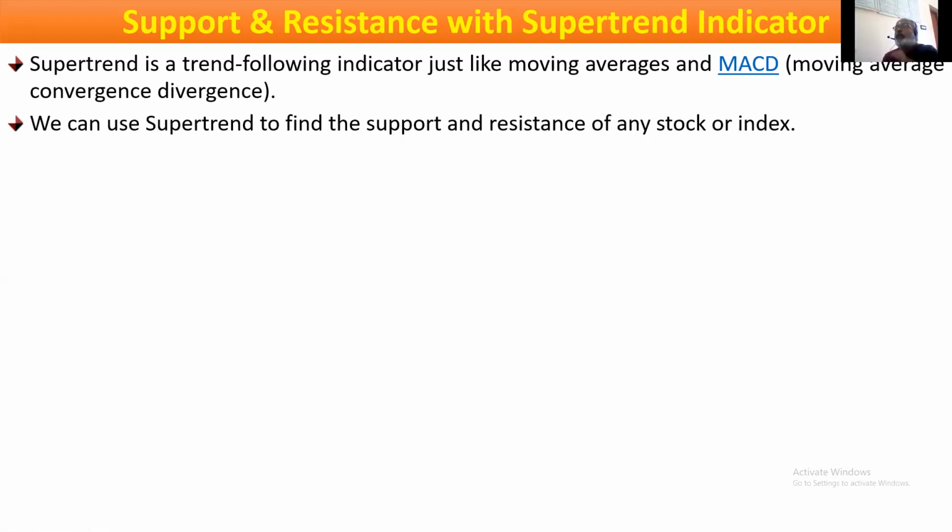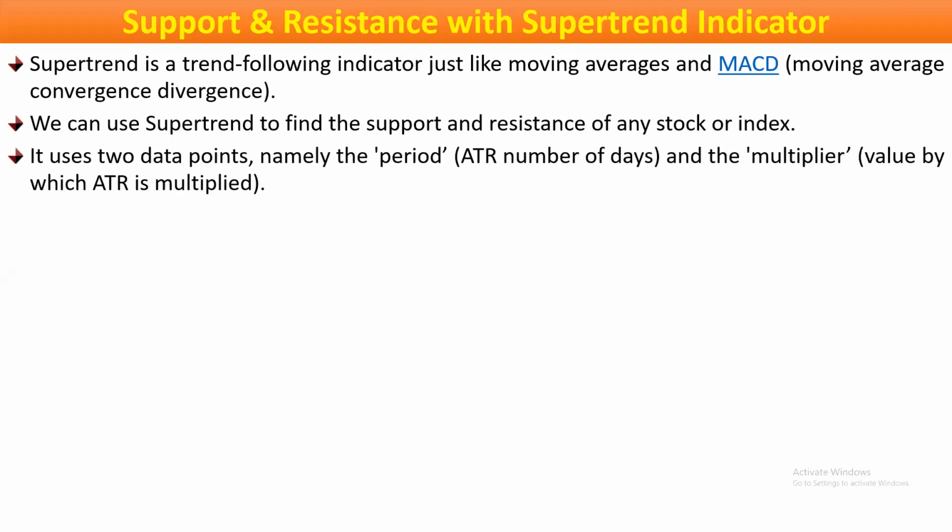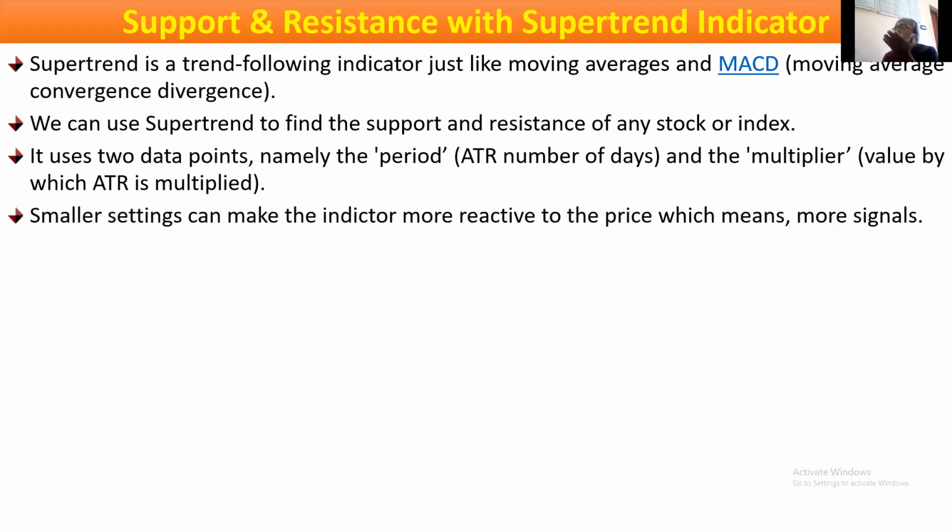We can use a Supertrend to find the support and resistance of any stock or index, and it can be used in any time frame, any stock, whether it is a US stock or an international stock. It uses two data points, namely period and multiplier. Period is the ATR number of days, and multiplier is the deviation that we want from that period. Settings generally used are 7 and 3, 10 and 3, 6, 7 and 2, like that.